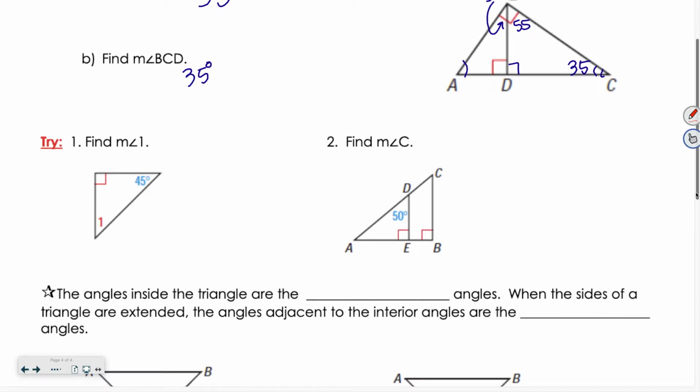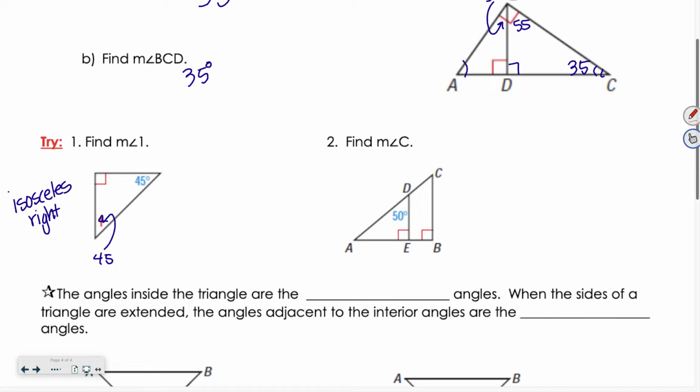All right, number 1. What is the measure of angle 1 right here? 45 degrees. So let's take a little sidebar and let's talk about this for a second. So if I have a 45, 45, 90 triangle, okay, then that means it's an isosceles right triangle.